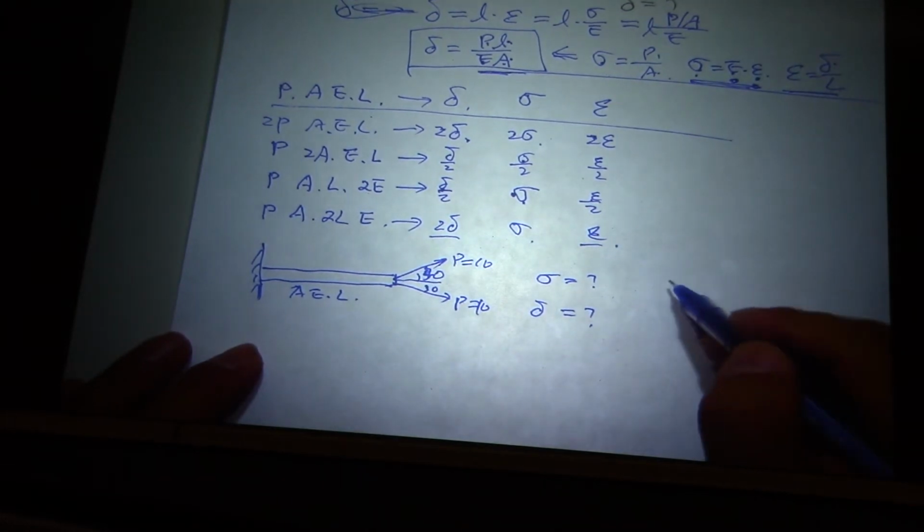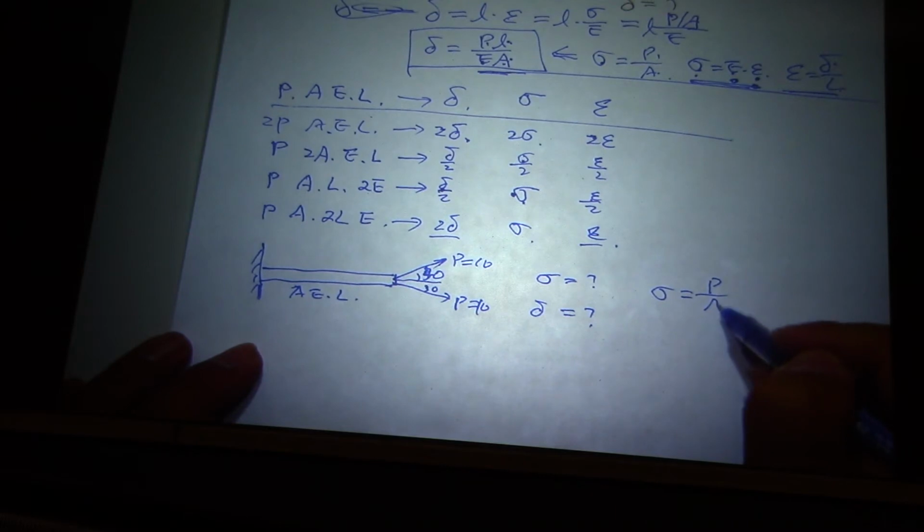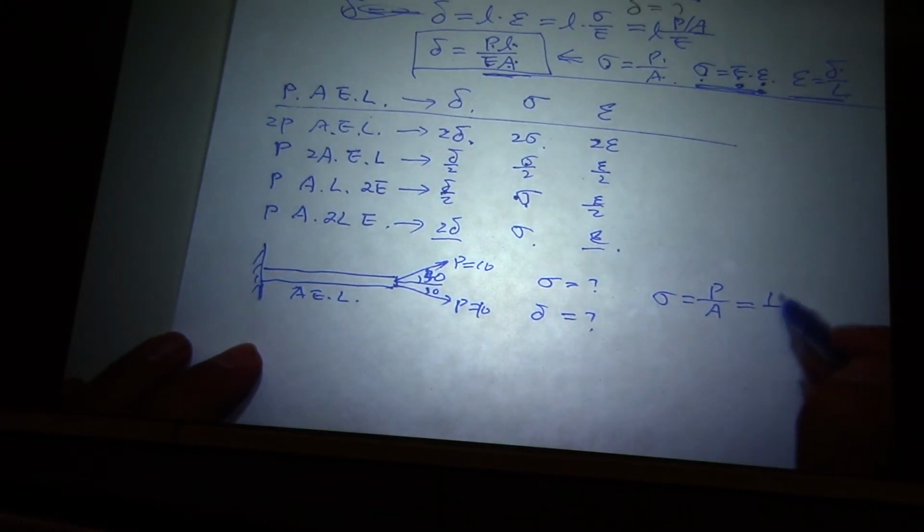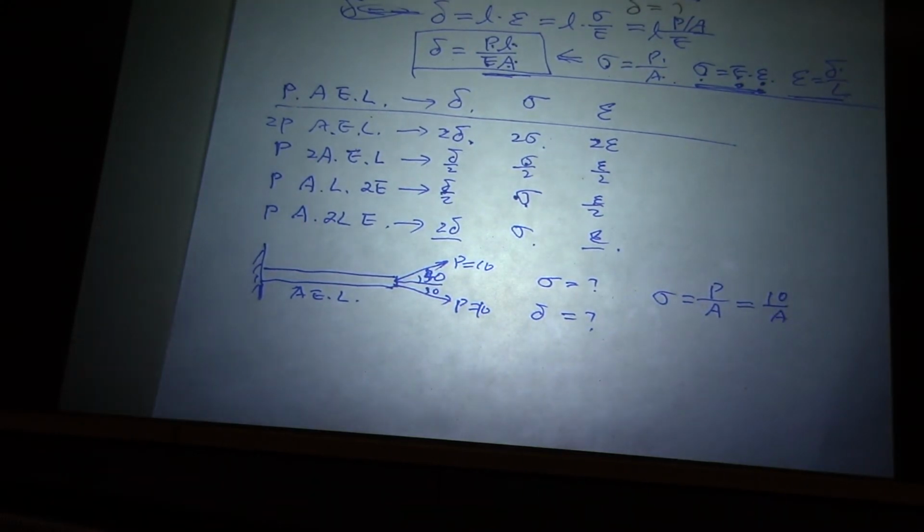So here is my quick solution. Sigma equals P over A. So therefore I have 10 over A. Because the equation says P over A, I'm using P over A. Is this correct? No. What's wrong?